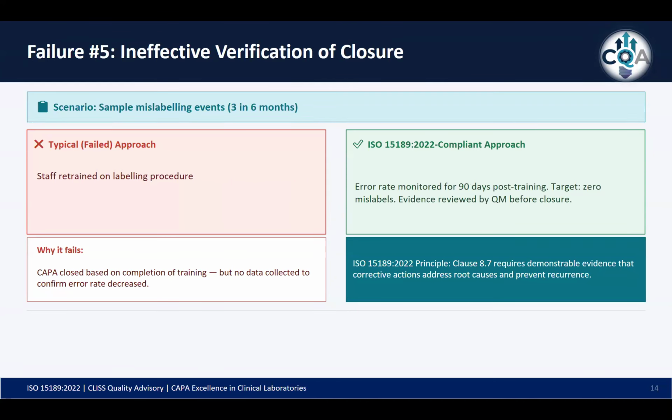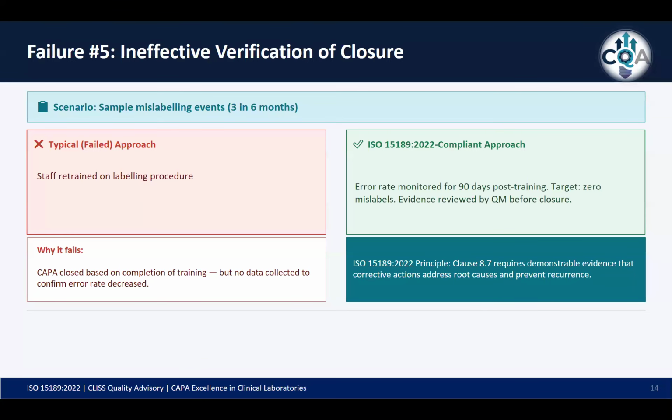And then number 5, ineffective verification of closure: sample mislabeling events, 3 in 6 months. That's a big number, okay? And then in this case, again, you blame it on staff. Staff were retrained on the labeling procedure.